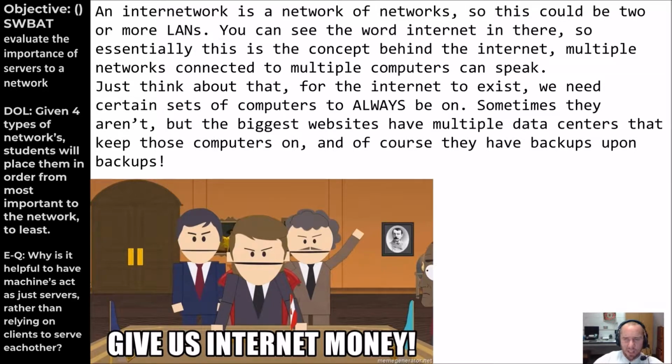Just think about that. For the internet to exist, we need certain sets of computers to just always be on. Sometimes they aren't, but the biggest websites have multiple data centers that can keep these computers on, and of course they have backups upon backups. At the time of this video, we have Hurricane Florence hitting North Carolina. If there's any servers there, and I know CompTIA has servers there because I tried to register for another exam and they say there might be difficulty because of the hurricane. The fact that a natural disaster can take out certain servers, it is going to be okay because the biggest companies, they have their backups, they have other computers that can take the place of those computers.